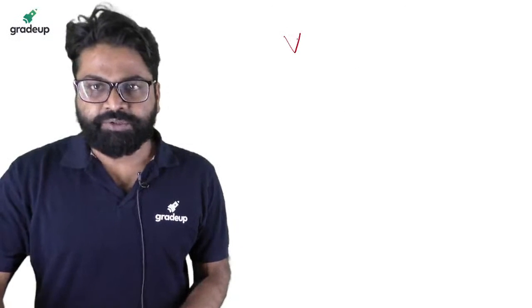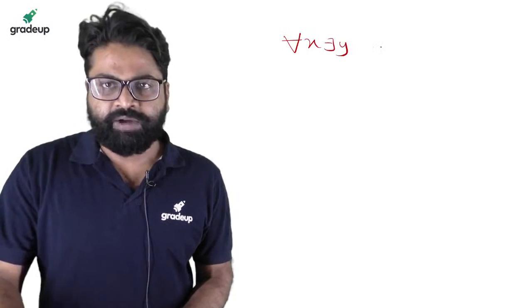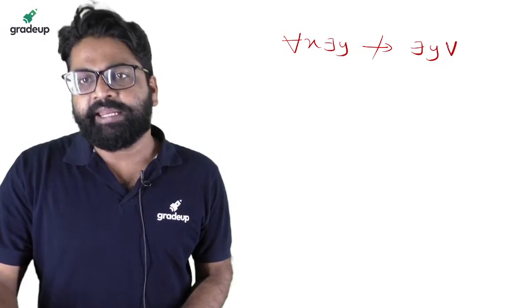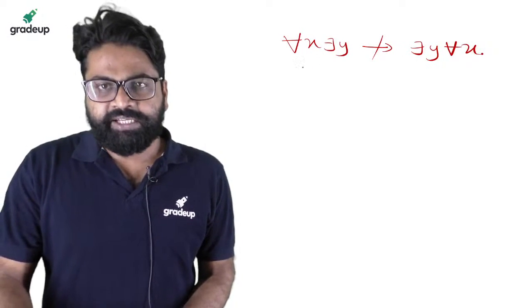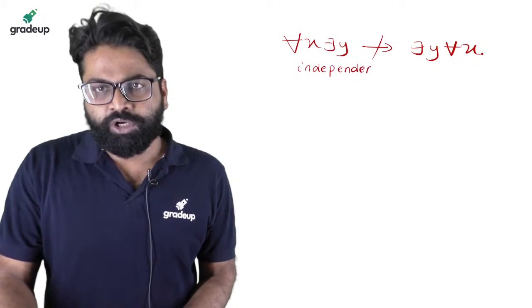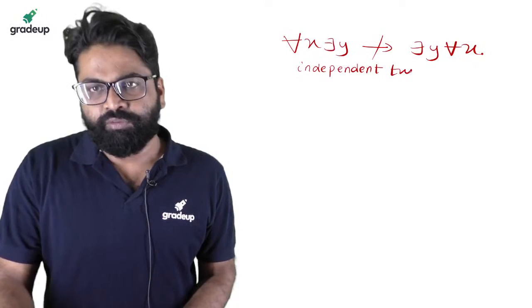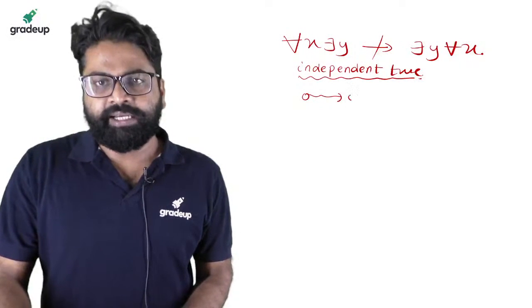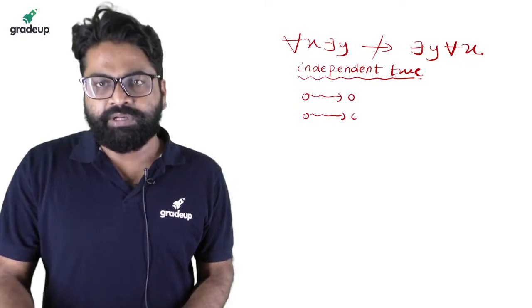So what is the summary that we have understood? The summary is basically: for all of x there exists y, when it is independently true, it will not imply there exists y for all of x. When it is independently true, then what will you get? Diagram independent true. Which one? Left side. So when it is independently true, you will get a diagram like that.